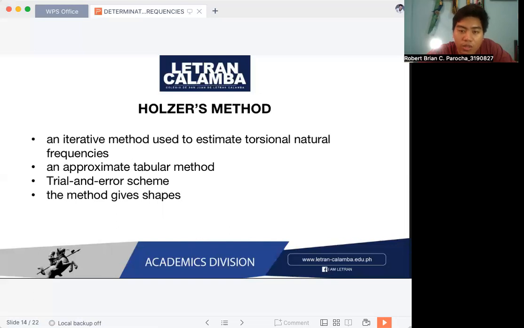Holzer's method is an iterative method used to estimate the torsional natural frequencies. It is an approximate tabular method that covers a trial and error scheme. It is a method that also gives the mode shapes.